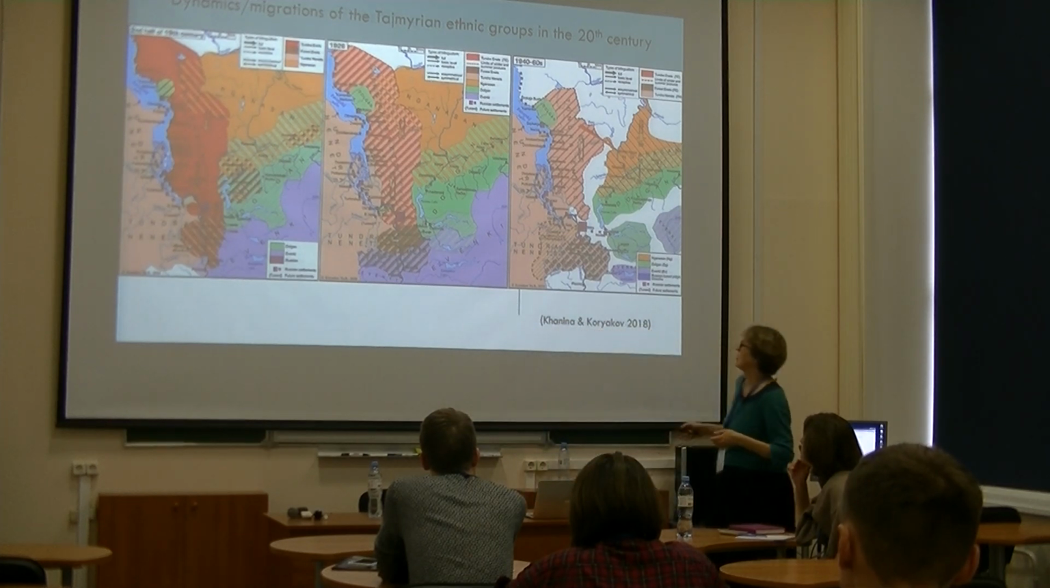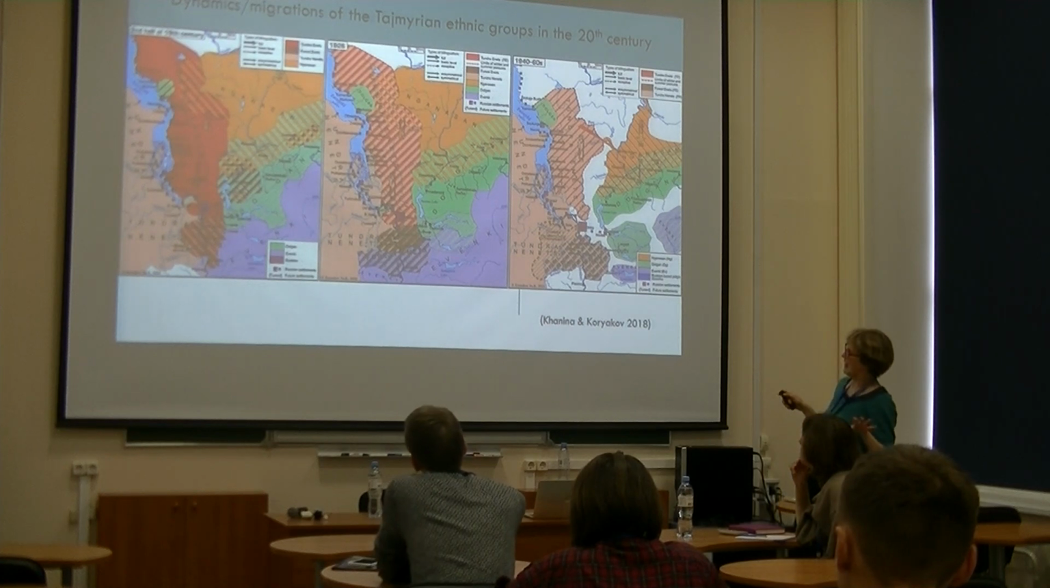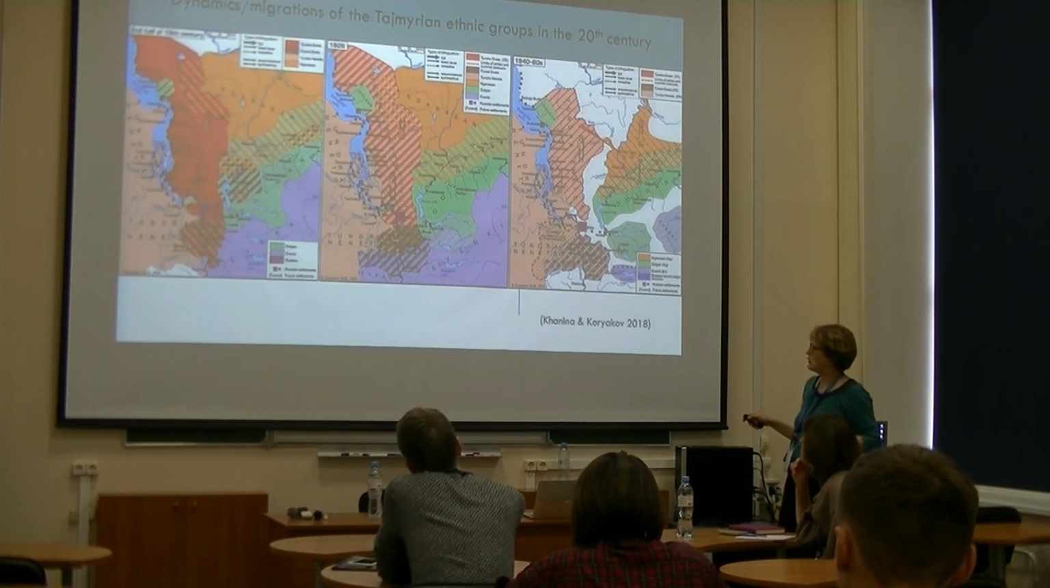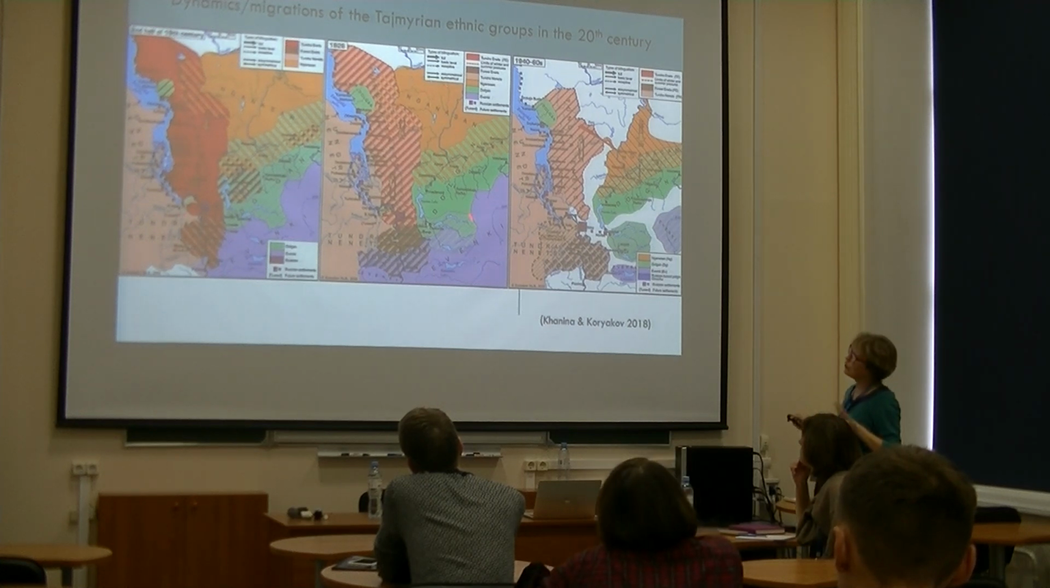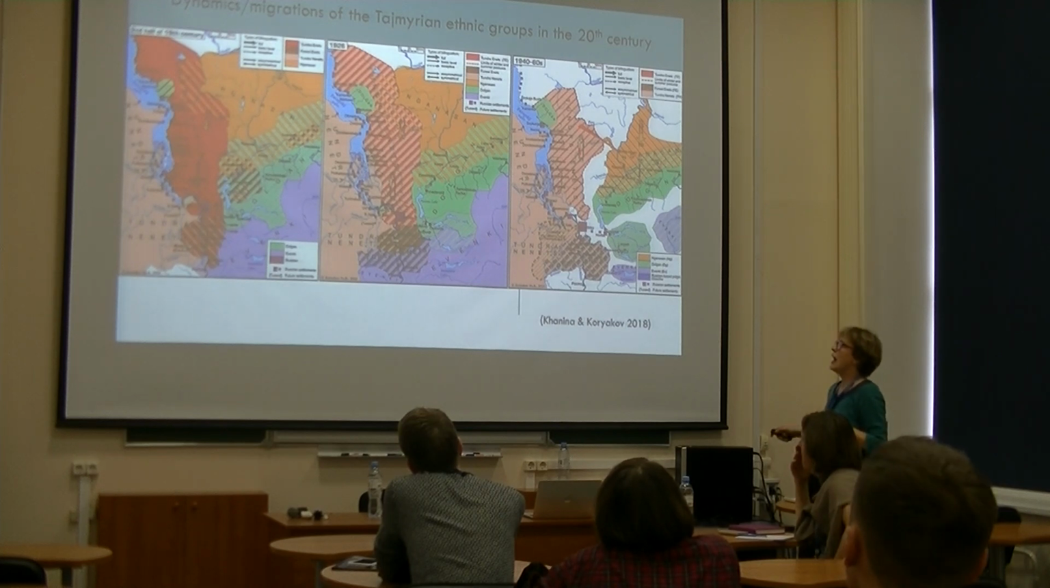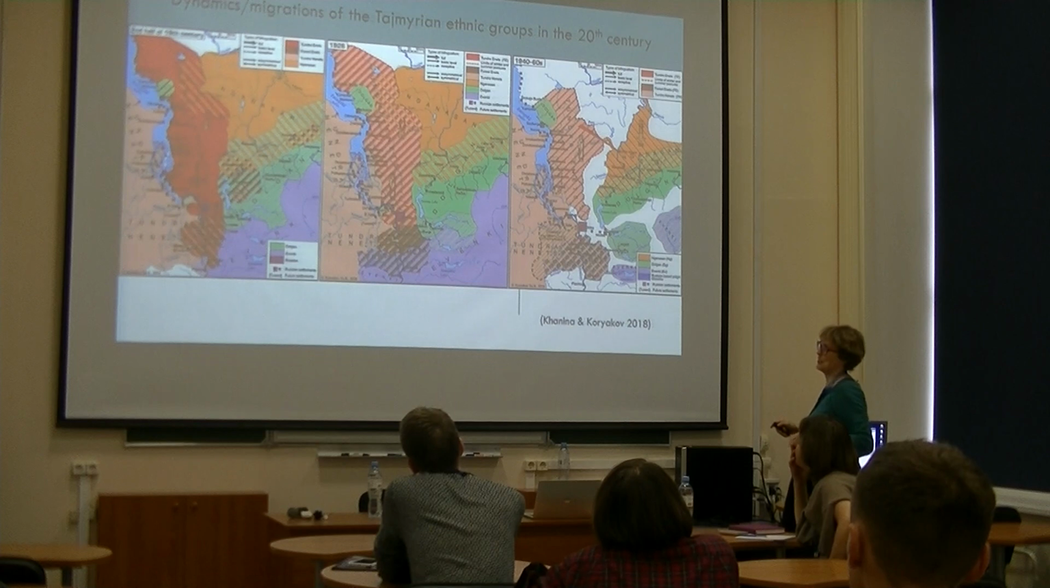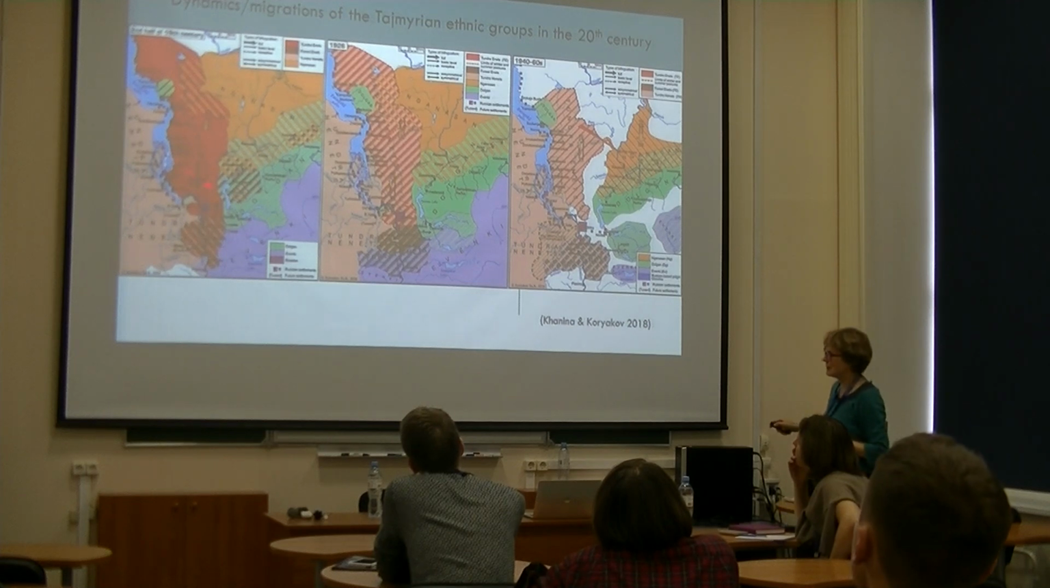So you have a lot of pictures here. I will comment you through. So this is the second half of the 19th century. This is the first third of the 20th century, and this is the middle of the 20th century. And this is the Yenisei River. So we moved a little bit to the east, but not completely. And so the very eastern part of Tajmyr is not shown here.